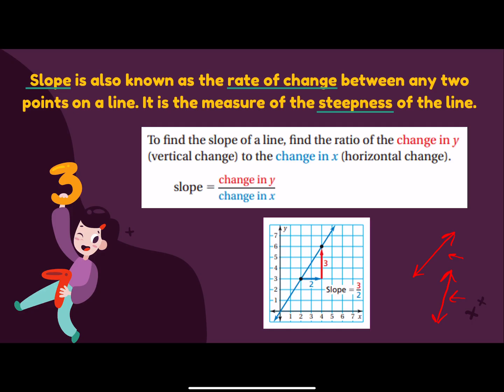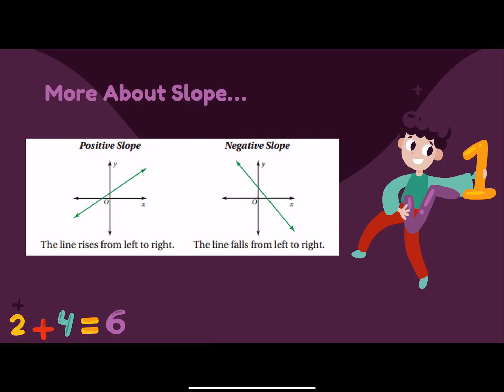So to find the slope of a line, you find the ratio of the change in y, which is the vertical change, or the rise, to the change in x, which is the horizontal change, or the run. There are 4 kinds of slope that we're going to learn about. A positive slope is uphill. A negative slope is downhill.